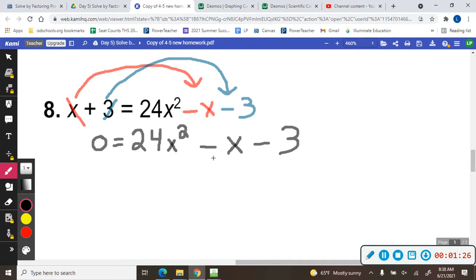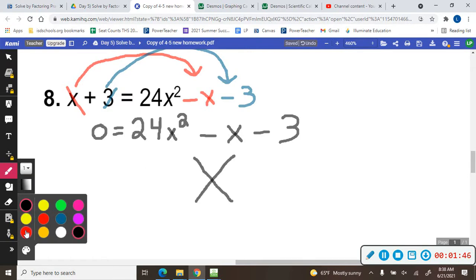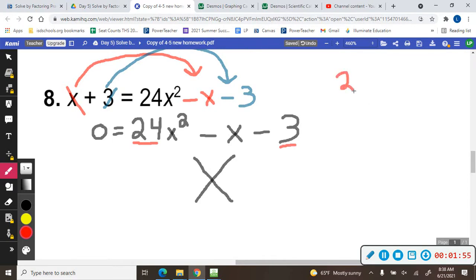Now looking at this, this has a 1. So the biggest number that goes into 1 is 1. So there's no coefficient I can factor out. And they all don't have an x, so I can't factor out an x either. So I'm going to need to use a skill we learned last week that says you take this number times that number and put that here. So 24 times 3. 4 times 3 is 12. 3 times 2 is 6, plus 1, 7. That's 72.